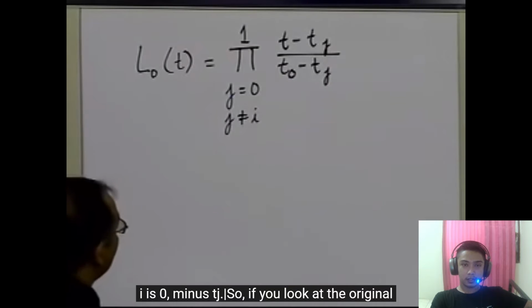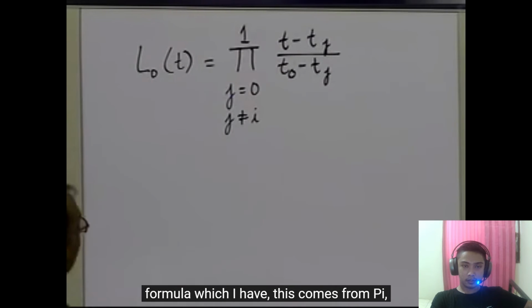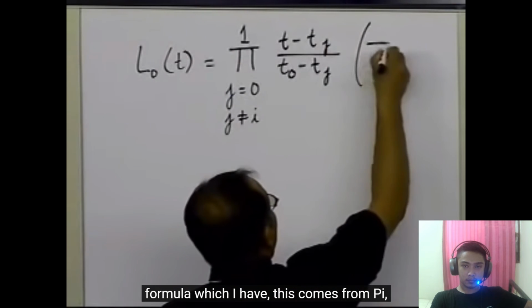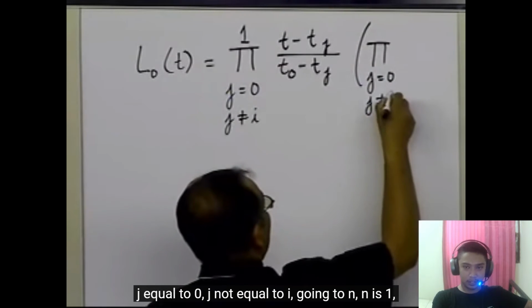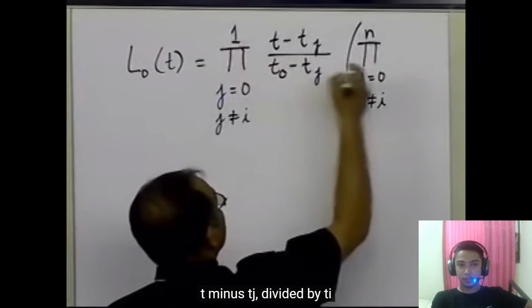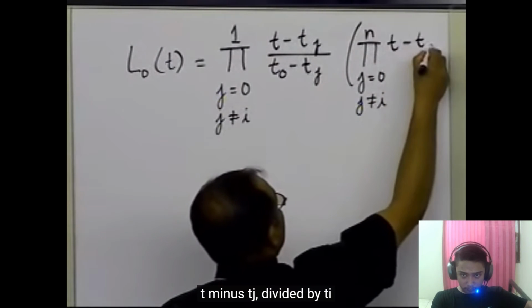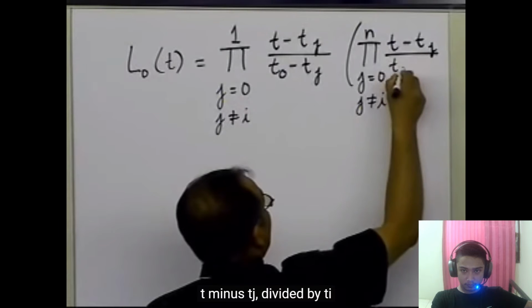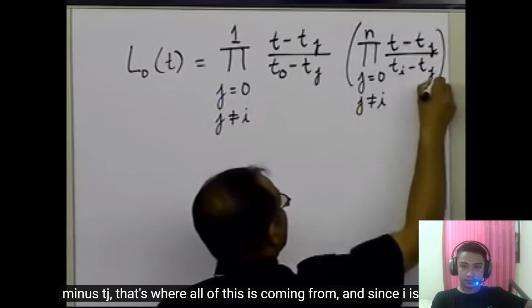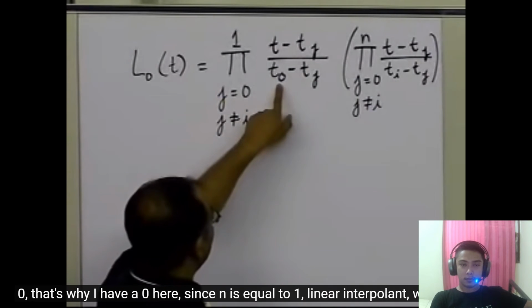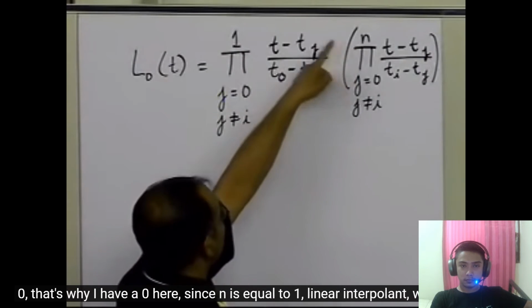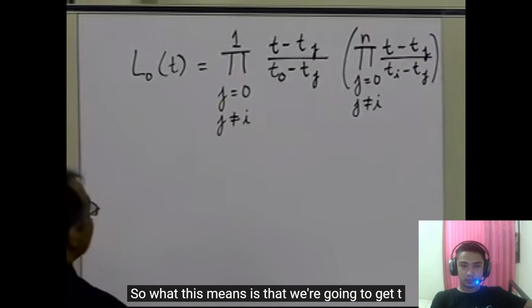So if you look at the original formula which I have, this comes from the product over j equal to 0, j not equal to i, up to n is 1, of (T minus T sub j) divided by (T sub i minus T sub j). That's where all of this is coming from. And since i is equal to 0, that's why I have 0 here. Since n is equal to 1, linear interpolant, we have a 1 here.